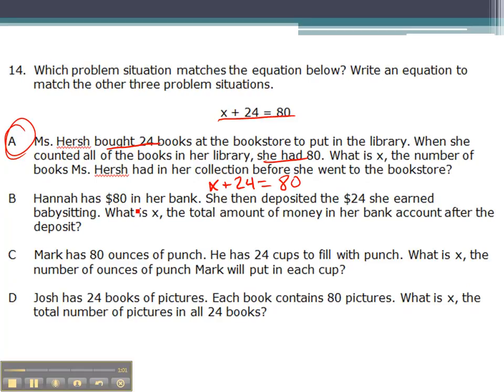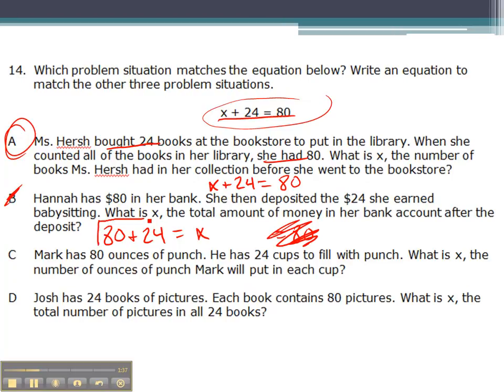On B it says, Hannah has $80 in her bank, so something equals 80. She then deposited $24. No, I take back what I said before. She had $80 in her bank. She then deposited the $24 she earned babysitting. What is X, the total amount of money in her bank account after the deposit? So she had 80, and then she deposited. So depositing money into her account is adding money. So plus 24 equals X. X would be the total amount after the deposit. And that does not match this equation. But we needed to write the equation to answer the complete question here.